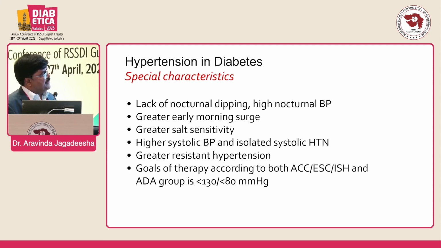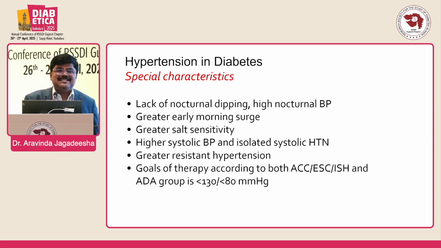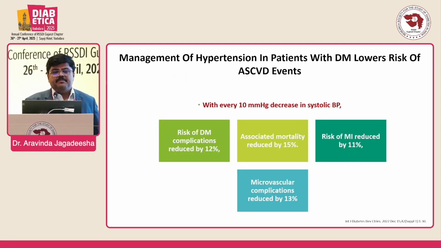The goals of therapy, according to both, you can see many guidelines are there. This is an important line we should remember. The American College of Cardiology, European Society of Cardiology, International Society of Hypertension, ADA group, all recommend the control should be less than 130/80. These are always a question. What should be the blood pressure control? Earlier it was 140/90, but now it is 130/80. It should be always 130/80 when it comes to diabetes and hypertension.